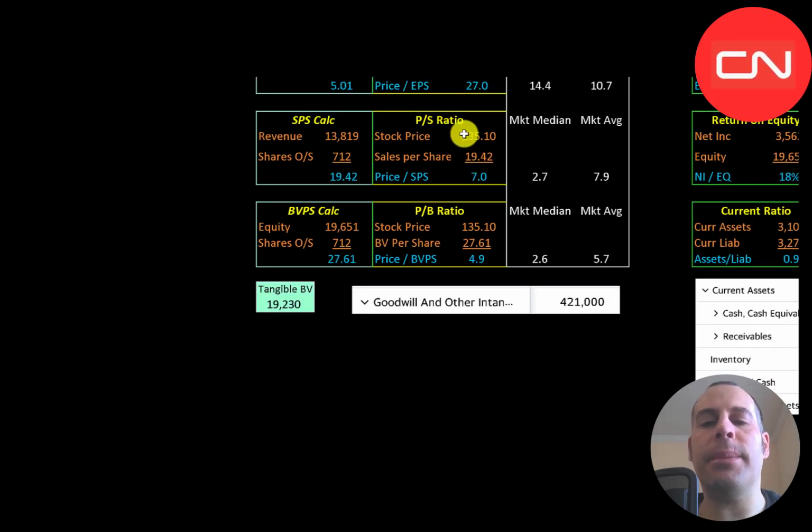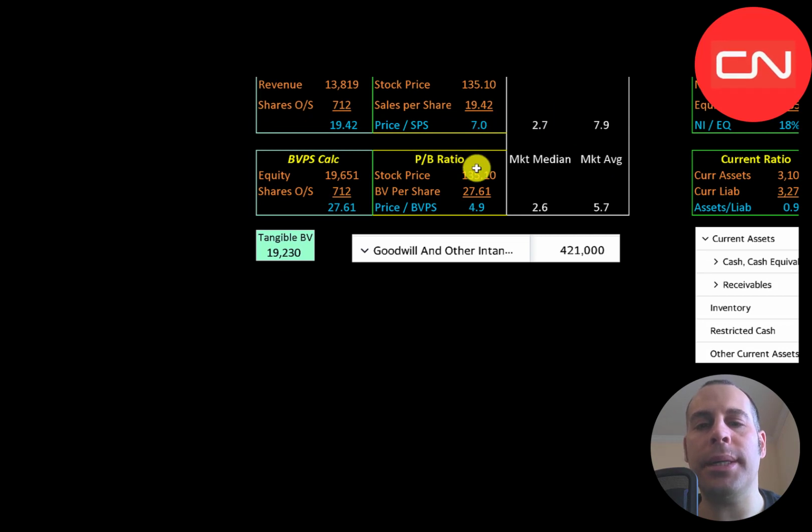Price to sales is stock price over sales per share. They're at 7.0, which is a little better than the average. Price to book is stock price over book value per share. They're at 4.9, which is between the median and average. And the way you calculate book value per share is equity over shares outstanding. Equity is assets minus liabilities in the balance sheet.